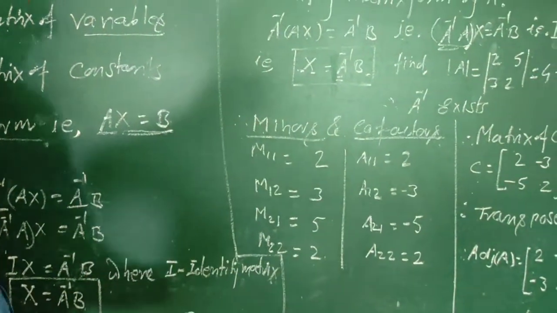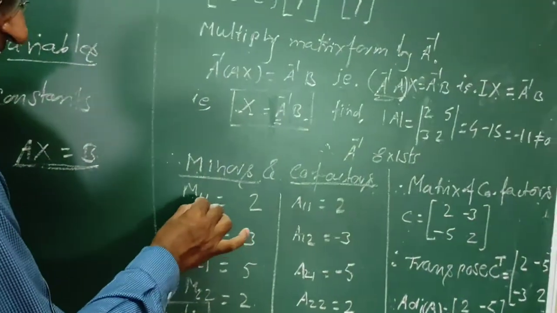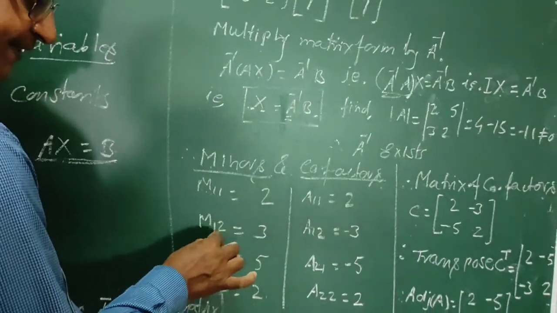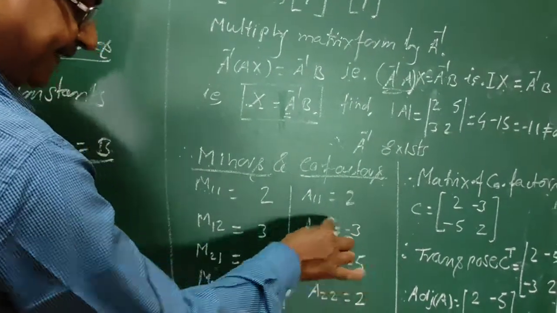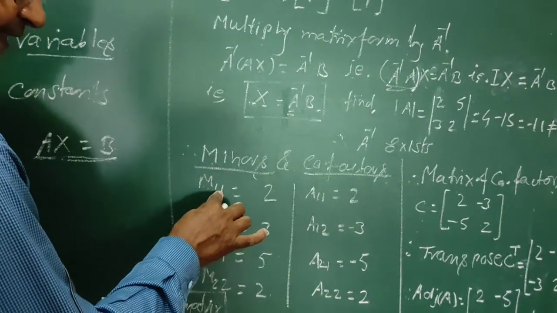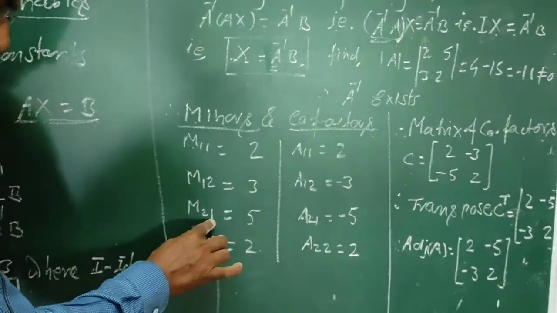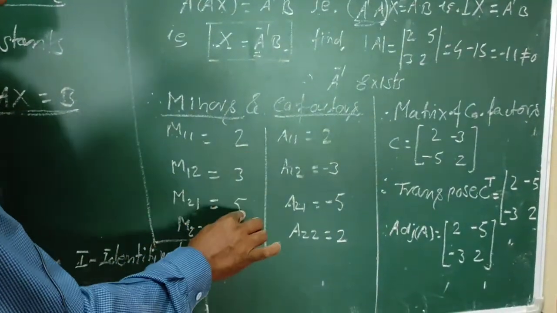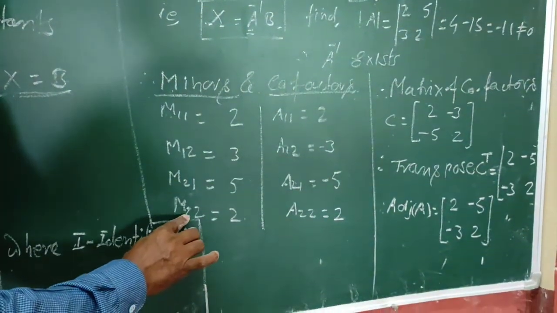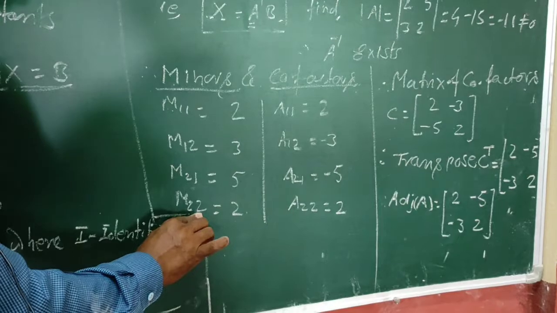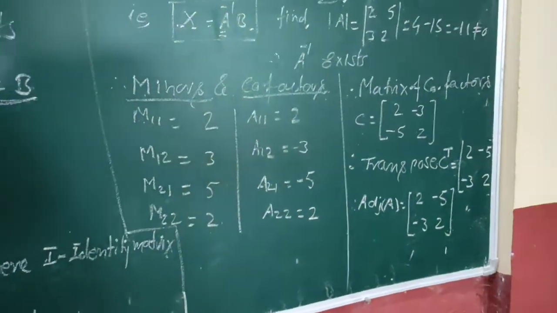So by our method, the corresponding cofactors can be written. For M11, 1 plus 1 is 2, even, so the value remains 2. For M12, 1 plus 2 is 3, this is odd, so there is a change in sign of this value 3, that is minus 3. 2 plus 1 is 3, therefore the value of the cofactor changes, that is minus 5, and 2 plus 2 is 4, an even number, so it remains as it is, the cofactor is 2 itself.